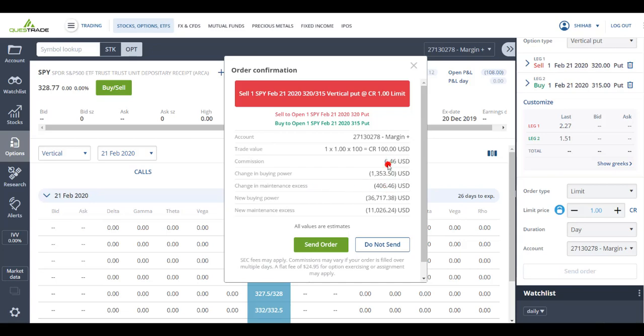Commissions, if you have active trader pricing with Questrade, it's going to be $5 to open the trade and then 75 cents a contract. So I've got two contracts here, one put here, one put here. So that's $1.50. So $1.50 plus $5, $6.46. And then I would just send order.